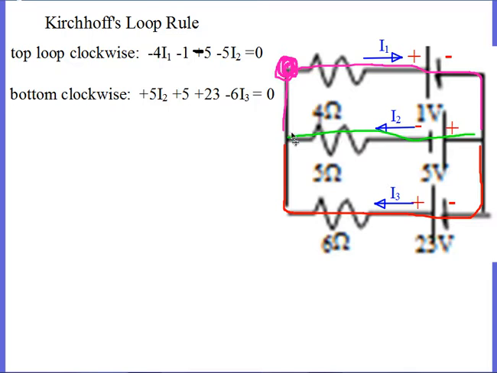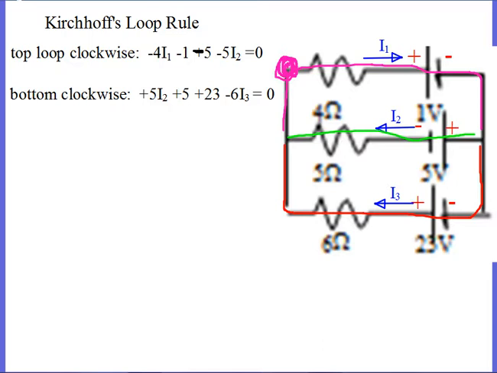Please note, you go through a resistor against the current, it's a gain. You go through a resistor with the current, it's a drop. You go through a seat of EMF from low to high, you have gained. And if you go through it from high to low, you have dropped.